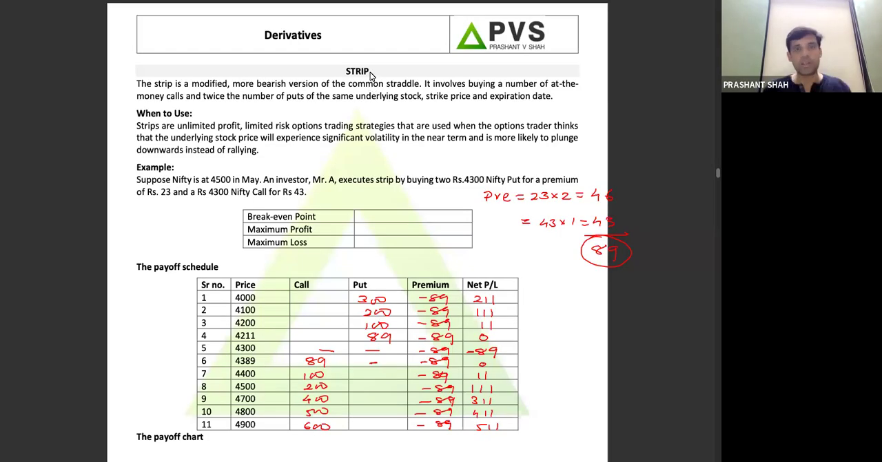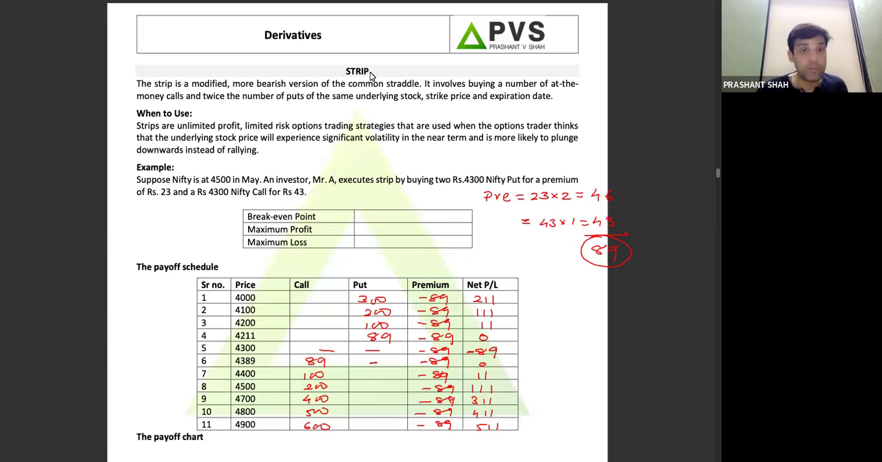Hello friends, starting with one more strategy that is called strip. So far we have studied straddle and strangle, both these strategies. Now today we are studying a modified version of straddle, not strangle, straddle. In straddle, if you can remember, we had two types, long straddle and short straddle, wherein we were buying a call option and put option, or we were selling a call option and selling a put option of the same strike price, same expiry. Now, this is definitely a modified version.